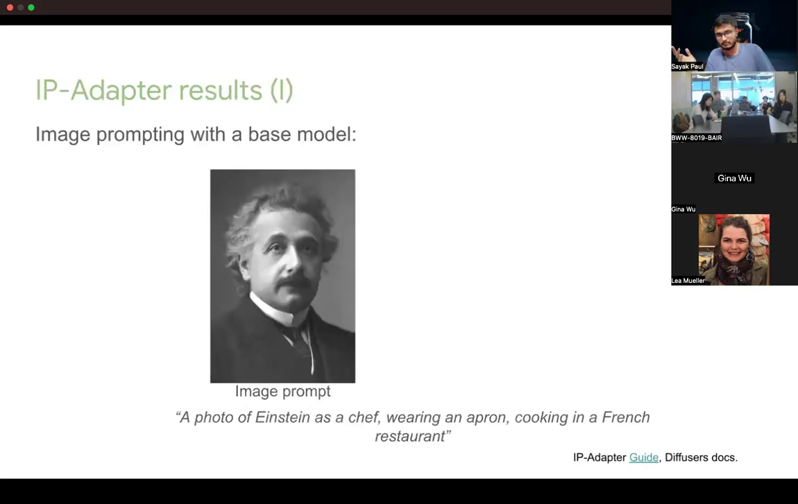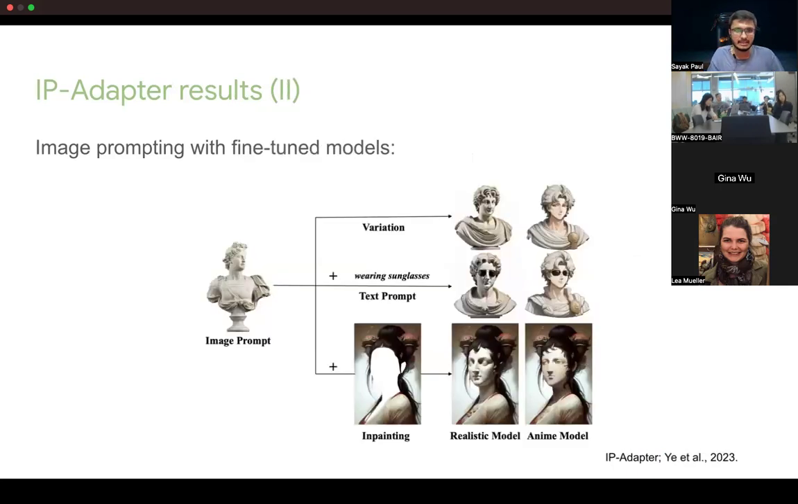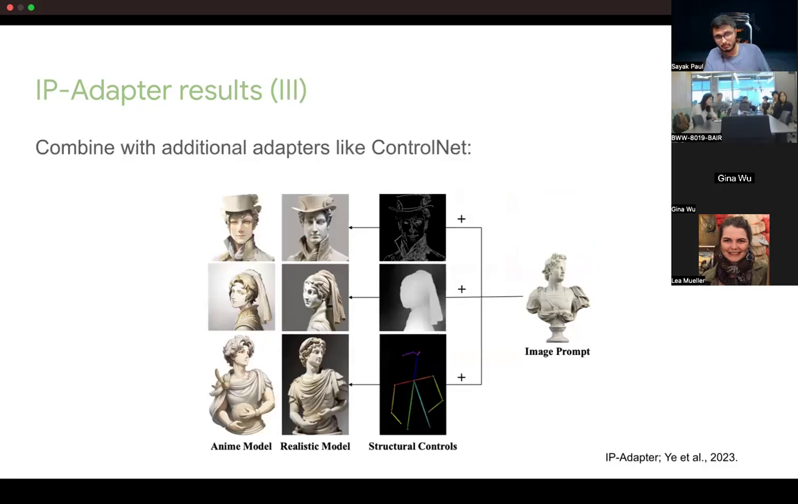And then image prompting with a base model, maybe we wanted to prompt with Einstein's image and then have a prompt like this. And it's possible to do things like this. Basically, some sort of a rough extension of DreamBooth, I would like to believe. And then we can actually do image prompting with fine-tuned models. So the realistic model and the anime model, they are all fine-tuned versions of Stable Diffusion v1.5. And on the left hand side we have our image prompt, and we can do all sorts of existing tasks like inpainting, image to image synthesis, and so on. And then we can also combine IP adapters with ControlNets, as I was mentioning. So that's pretty cool.